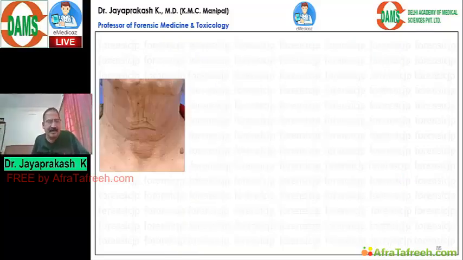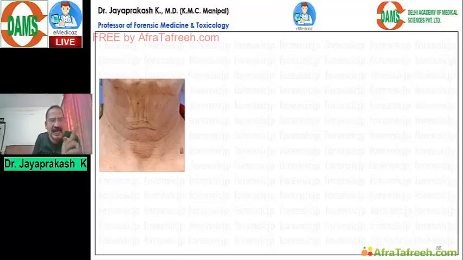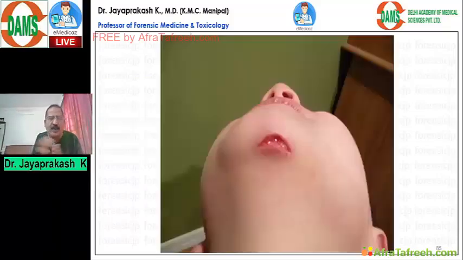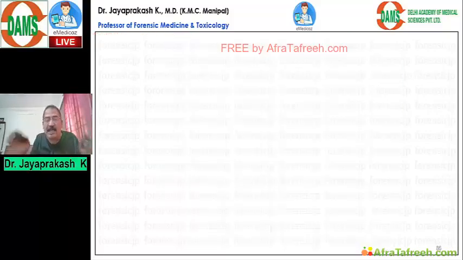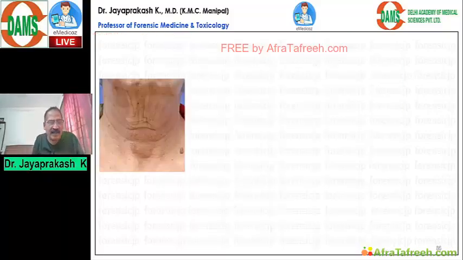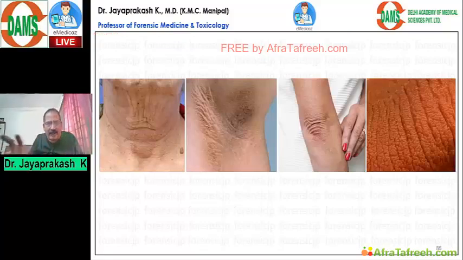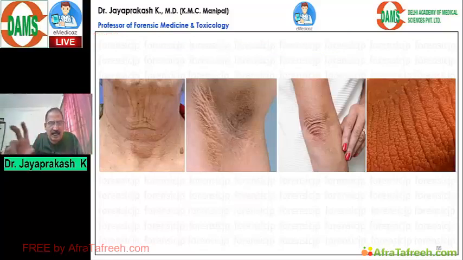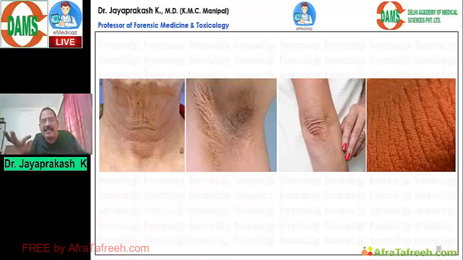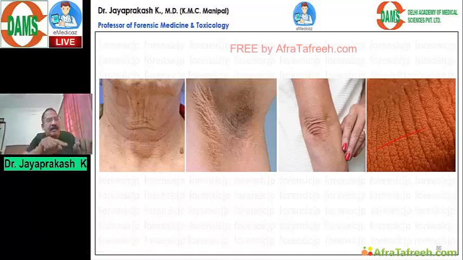At the same time, there is lacerated looking incised wound. Remember, incised looking lacerated wound I showed you here. What is lacerated looking incised wound? Wherever an incised wound takes place over wrinkled and loose areas like the neck, axilla, back of the elbow, scrotum, the margins may look irregular. That is known as lacerated looking incised wound.